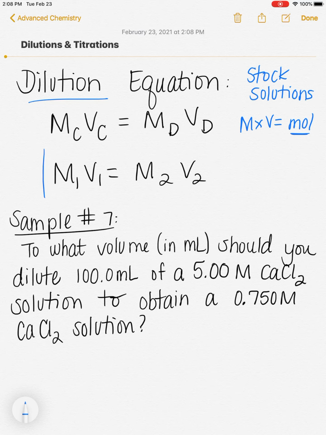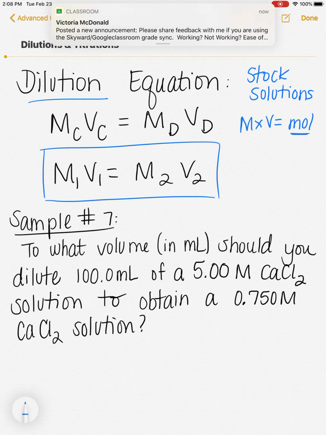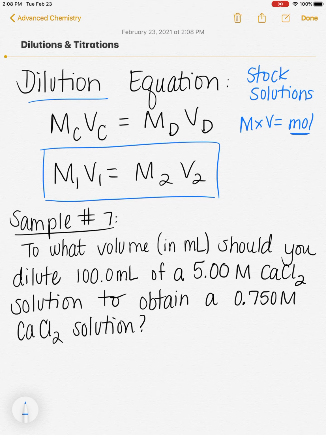The textbook gives you this more generic version of the equation, M1V1 equals M2V2. That way you don't have to worry about what's concentrated or what's diluted. I don't really care which one you use. I boxed in this equation because you can add it to your equation sheet that we are keeping track of for you to use on quizzes and tests. The main thing is that the units must agree.